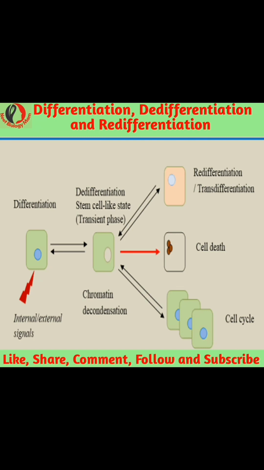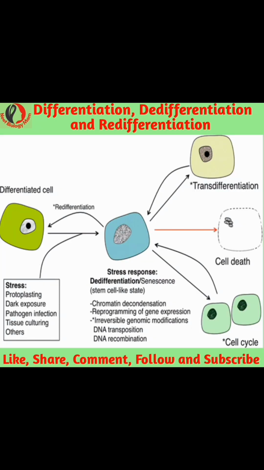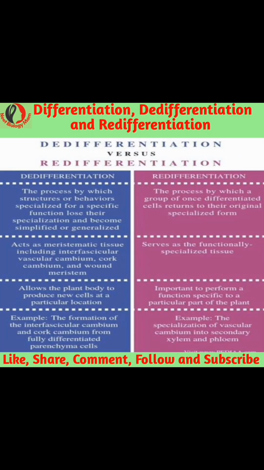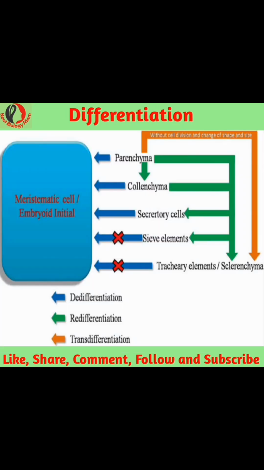Dedifferentiation is the process by which mature cells reverse their differentiated state and acquire pluripotency. Redifferentiation is the process by which dedifferentiated cells lose their ability to divide and become specialized to perform a role by converting into a part of the permanent tissue. The main distinction between dedifferentiation and redifferentiation is this.